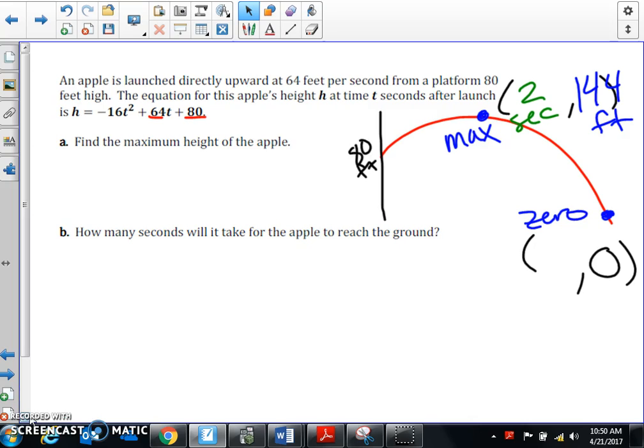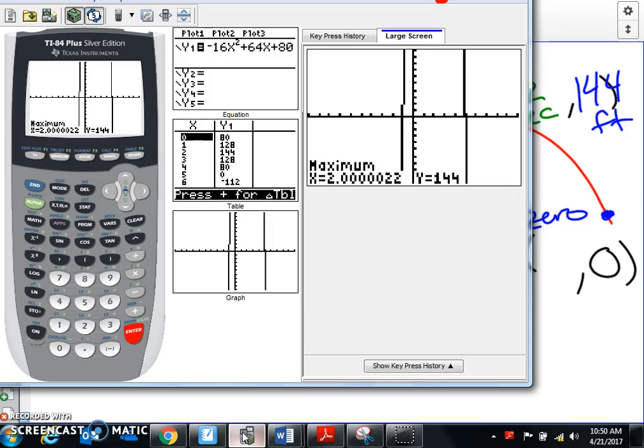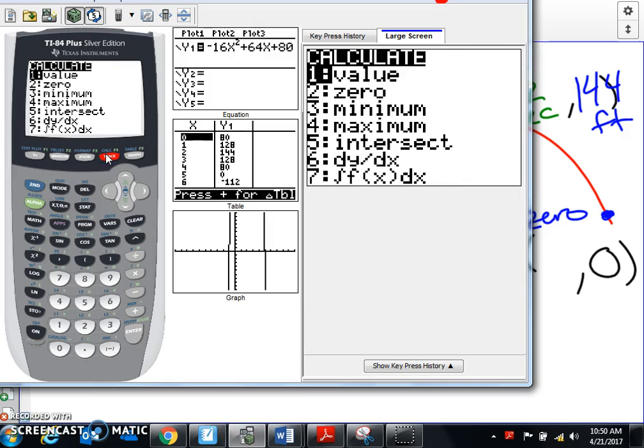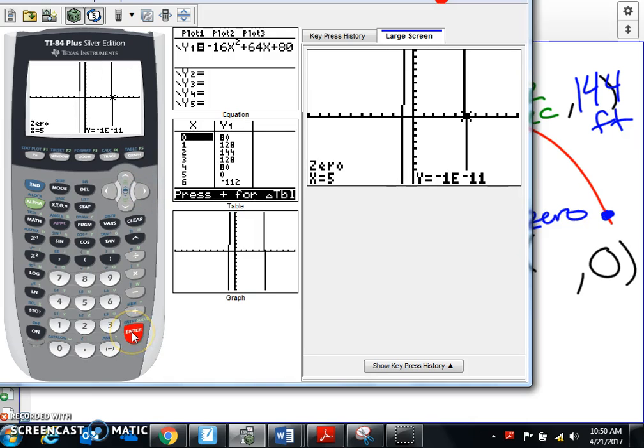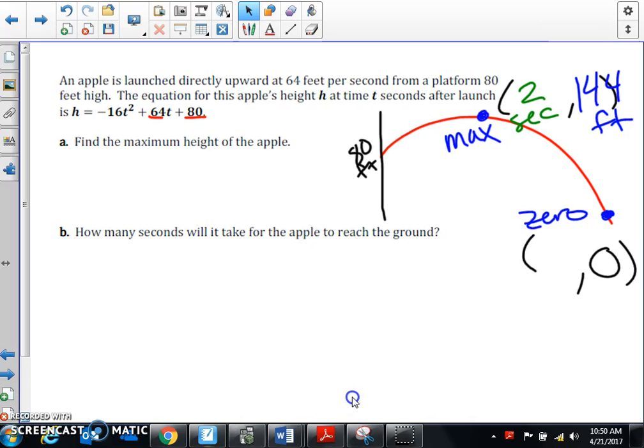And then now we need to calculate our 0. So go back to your calculator. Second, calc, we need to find the 0, which is 2. Left bound, enter. Now we need to go right, which means below the x-intercept. Enter, enter. So our 0 is at 5, 0. Remember, if this E shows up, that means it's a tiny number, which is just 0. So don't be stressed out. So that's 5, 0. So 5 seconds.